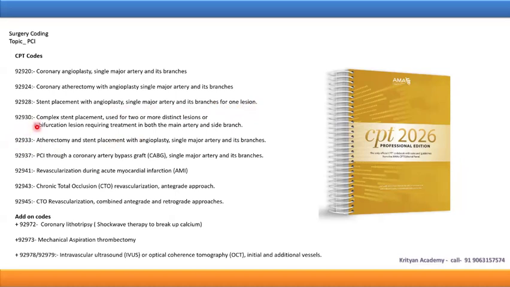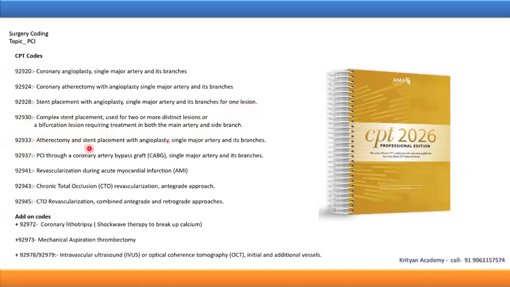And 92930 is for complex stent placement, and this will be used for two or more distinct lesions, or sometimes a bifurcation lesion requiring treatment in both the main artery and side branch only. So if it is a single lesion, of course, we can use 92928. If it is two different lesions or a bifurcation, we can use 92930.